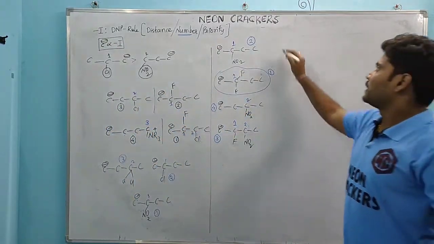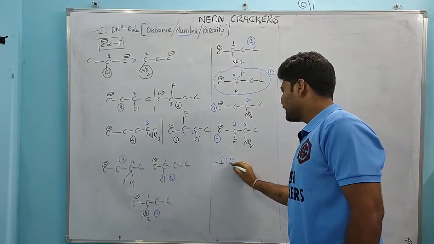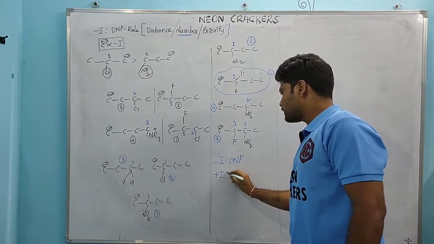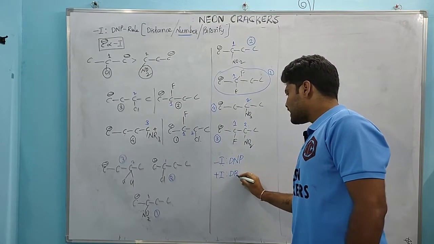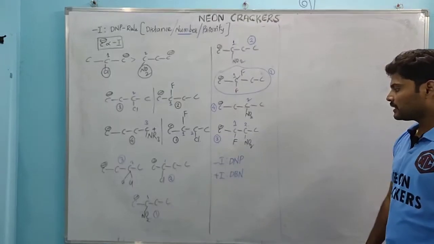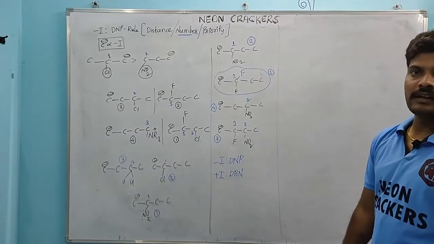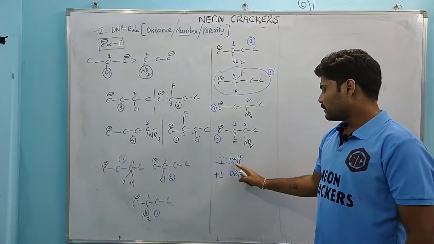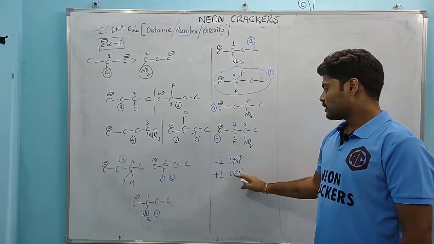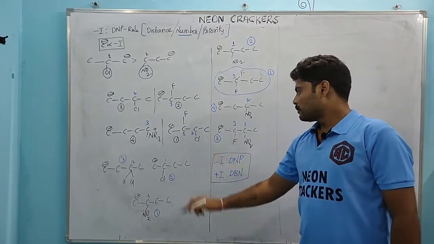Like this, for minus I effect we use the DNP rule: distance, number, priority. For plus I effect we use the DBN rule: distance, branching of methyl or ethyl, whatever. Next, the number of those methyl or ethyl branching elements, then priority. These two are different.